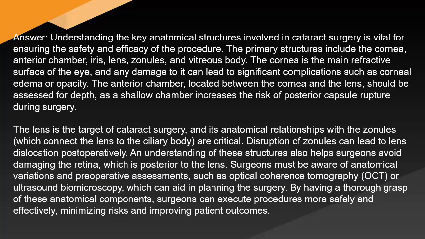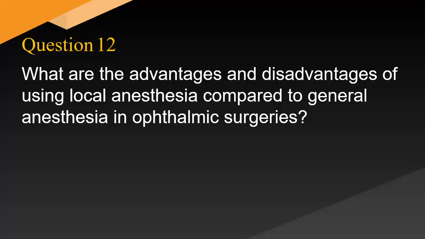The lens is the target of cataract surgery, and its anatomical relationships with the zonules, which connect the lens to the ciliary body, are critical. Disruption of zonules can lead to lens dislocation postoperatively. An understanding of these structures also helps surgeons avoid damaging the retina, which is posterior to the lens. Surgeons must be aware of anatomical variations and preoperative assessments such as optical coherence tomography or ultrasound biomicroscopy, which can aid in planning the surgery. By having a thorough grasp of these anatomical components, surgeons can execute procedures more safely and effectively, minimizing risks and improving patient outcomes. What are the advantages and disadvantages of using local anesthesia compared to general anesthesia in ophthalmic surgeries?